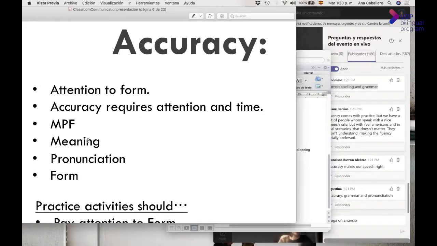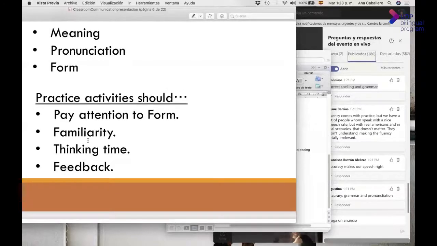That's why I was very pleased to see that many of you wrote that it depended on the focus of the activity. What do we want our students to achieve? Accuracy or fluency? Can we have both in our classroom? Of course we can, we should, and we must. Practice activities for accuracy should pay attention to form, and should help students with familiarity of the grammatical structure. It requires thinking time because it's not something that happens like this. We are not Harry Potter.